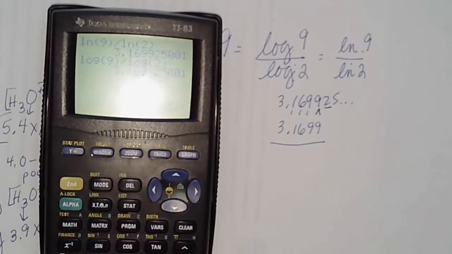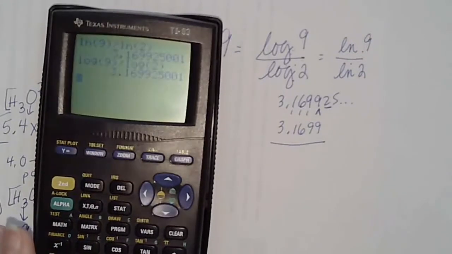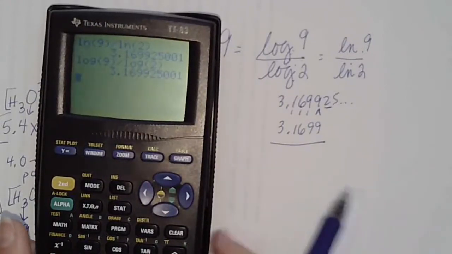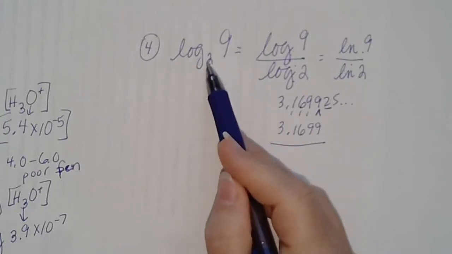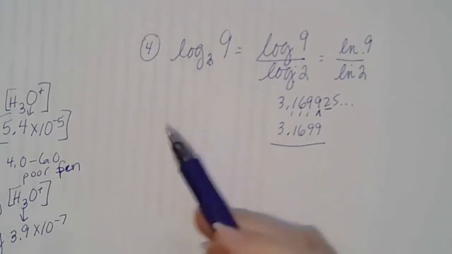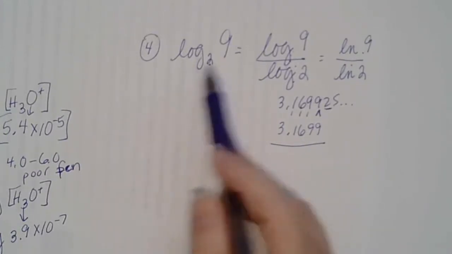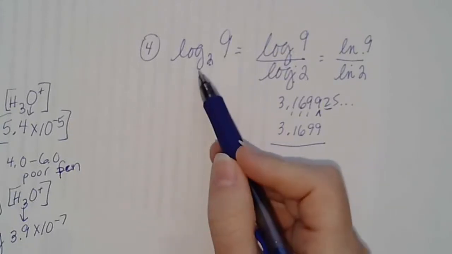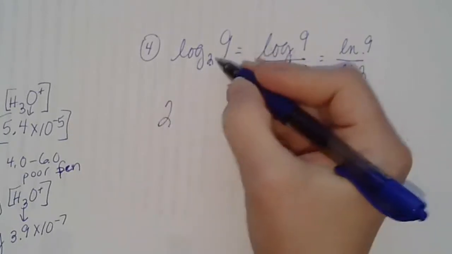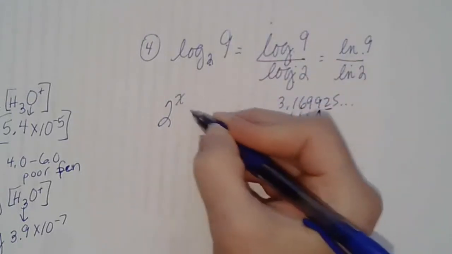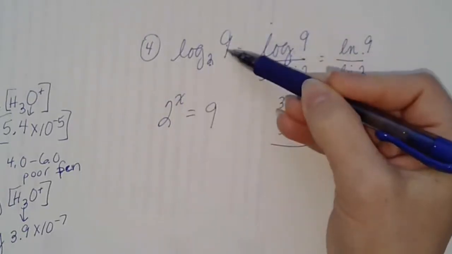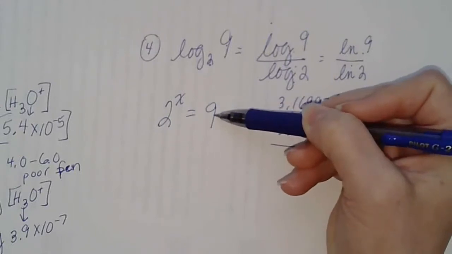Just wanted you to see that happen. What does this mean? The meaning of a logarithm is really a type of exponent. It's kind of written in a different order than an exponent, but it means 2 raised to what power equals 9. So 2 to what power equals 9. To go back and forth between the log form and the exponent form, these two mean the same thing.